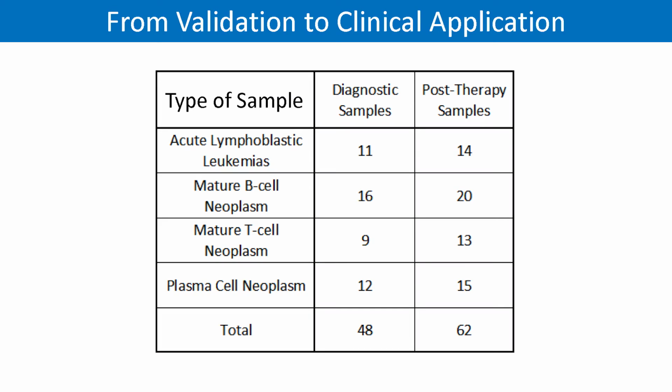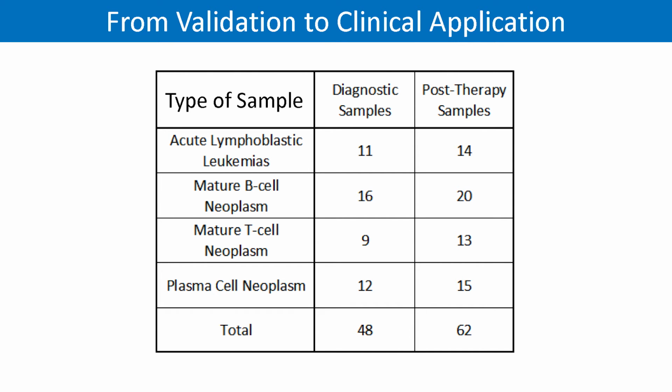So this is a table from some of the samples that we did in our validation. This is 48 patients with 62 samples altogether, including follow-up of those 48 patients. And we had several disease processes, as you can see here. We had 11 acute lymphoblastic leukemia patients, 16 mature B-cell neoplasms, 9 mature T-cell neoplasms, and 12 plasma cell.